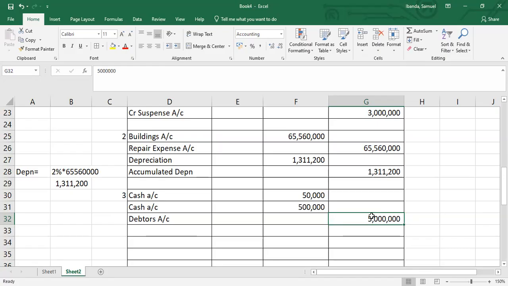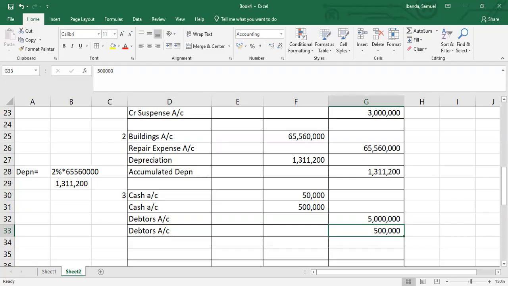Now, the next thing for me is actually to do the right thing, okay? Now, the right thing for this transaction, I was supposed to credit my debtors with how much? With 500,000. That is what I was supposed to do, okay?